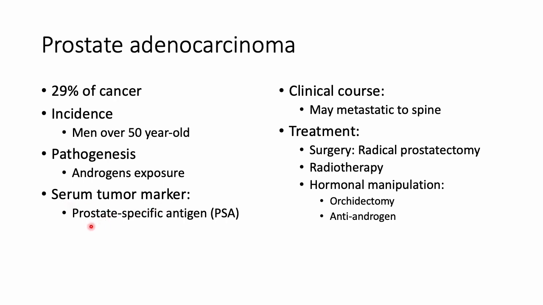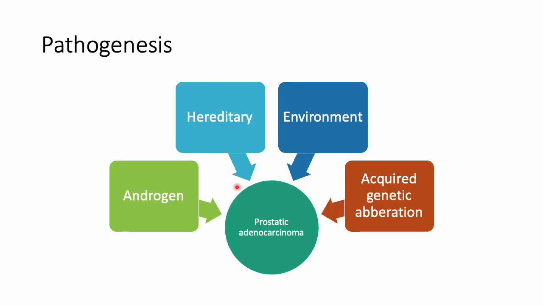For the serum tumor marker, of course the PSA, the prostate specific antigen, will increase in the blood. Clinical course, it may metastasize to the spine and lungs, but most commonly we see it metastasize to the spine. For the treatment, it can be surgery, radiotherapy, and hormonal manipulation. For the surgery, of course, do a radical prostatectomy, because that's the main culprit. You can do radiotherapy for the metastatic part, and hormonal manipulation by doing orchidectomy or giving anti-androgen to the patients.